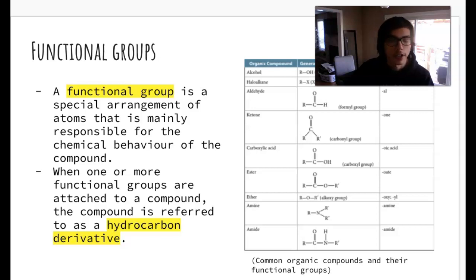A hydrocarbon derivative is made up of carbon atoms and at least one other atom that is not hydrogen. Now, here are some of the organic compounds and the functional groups of those compounds that will be commonly used in this unit. You have alcohols, which we'll be focusing on today, haloalkynes, aldehydes, ketones, carboxylic acids, esters, ethers, amines, and amides.